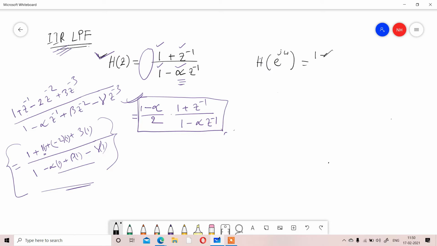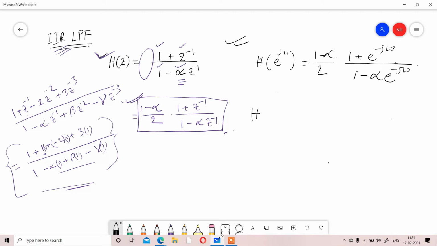So that will be 1 minus alpha by 2, times 1 plus e to the power minus j omega over 1 minus alpha e to the power minus j omega. That will be the H, and we simply represent e to the power minus j omega as cos omega minus j sin omega. If we calculate mod H, it's a complicated calculation, so I'm not calculating it. Just keep in mind what the result will be.